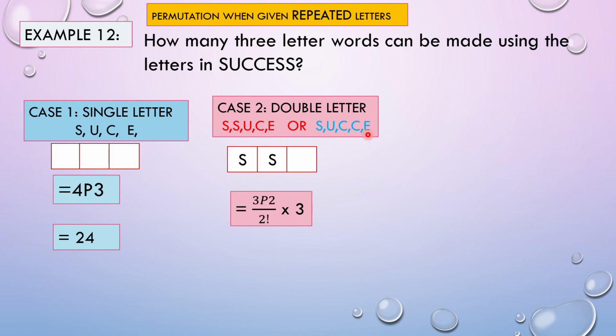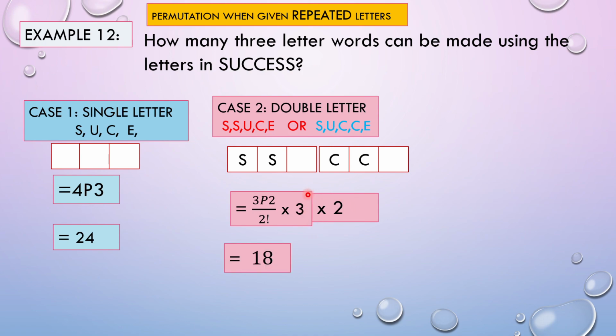The same number of arrangements will occur for the second set. So therefore, times 2. Multiply all this and you will get the number of arrangements for the second case.